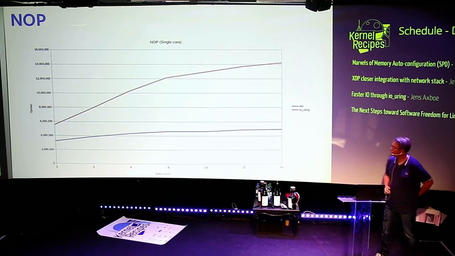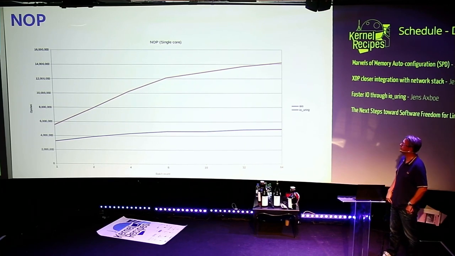So that was just an overview of io_uring, and I figured I'd give some performance results as well, since otherwise it becomes a little technically boring, I think.